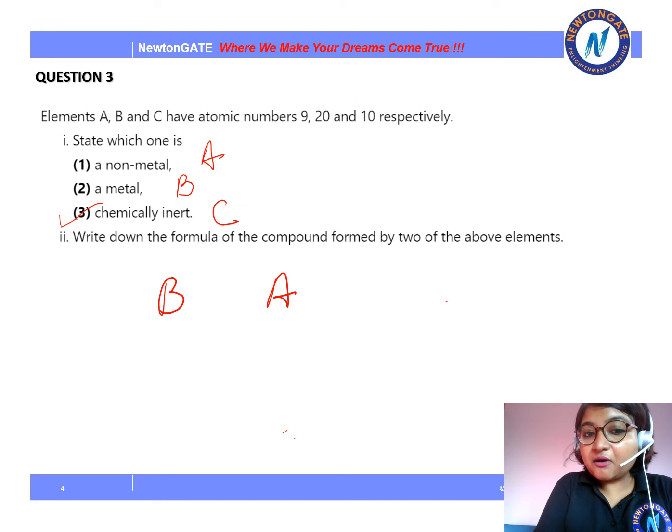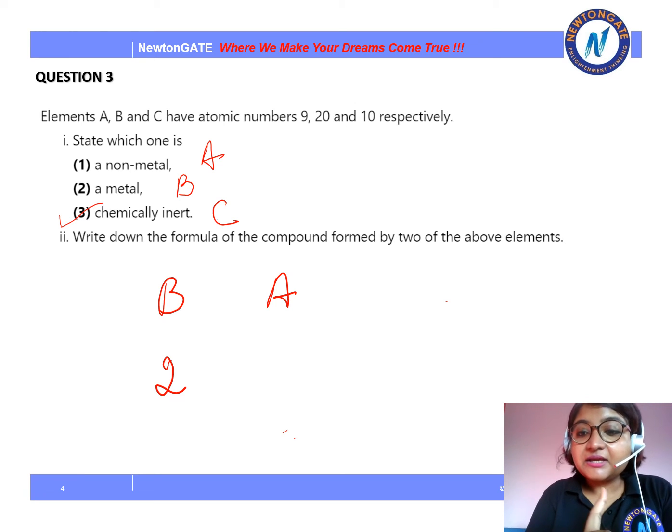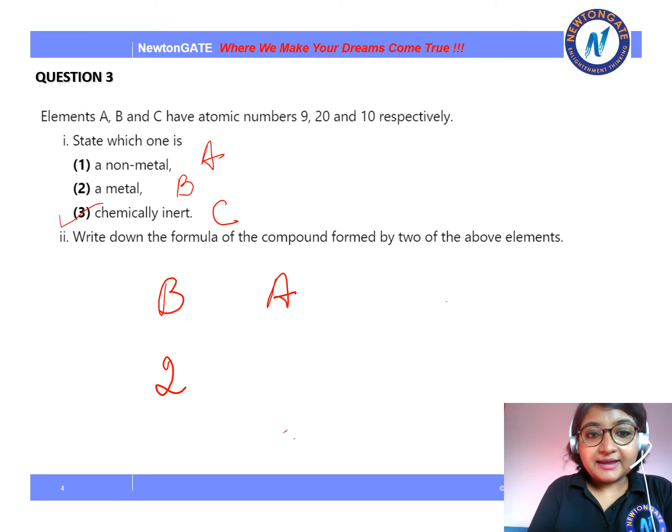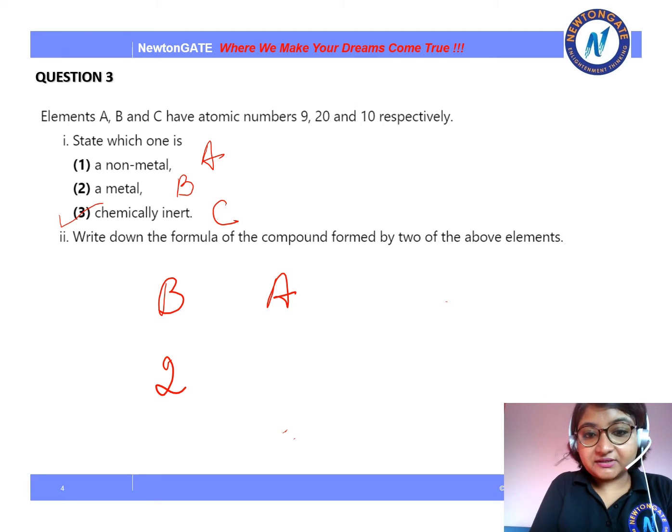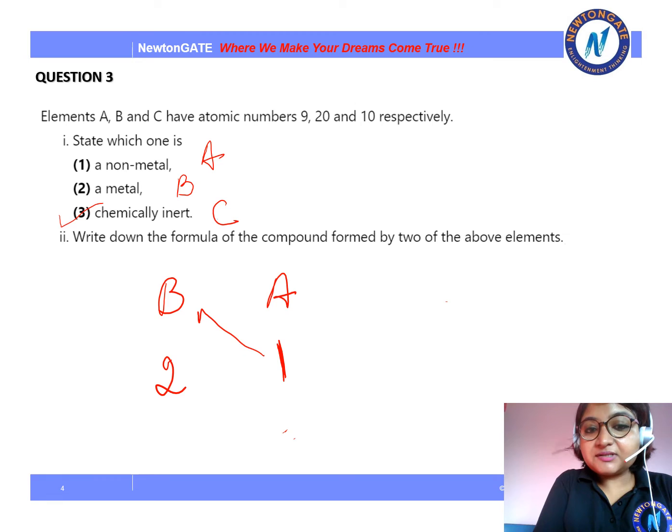The valency of B is 2 because B needs to lose 2 electrons to complete its octet. And the non-metal A, it has to gain 1 electron to complete its octet. So its valence is 1. You can cross multiply the valency to get the formula. BA2.